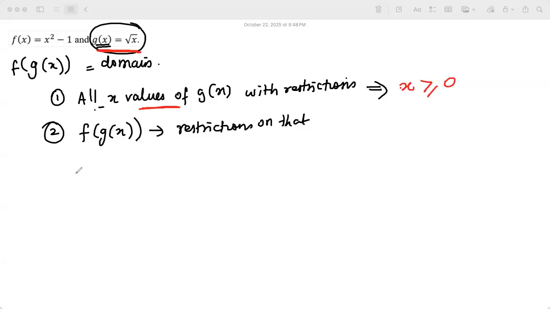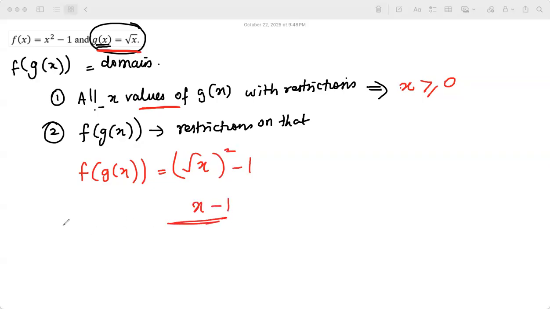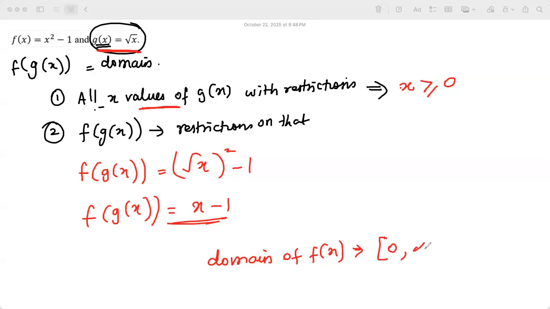Good. Now, let me find out f of g of x. What is f of g of x? F of g of x would be square root of x the whole square minus 1, which is x minus 1. Is there any restriction on this function? It's just a line. It goes on forever. Is there any restriction? None. So, what is the domain of the composed function? Domain is x greater than or equal to 0, which is 0 comma infinity. Make sense, guys? You have to consider this as well, if there are restrictions on this. Nothing in here, so you don't have to count.